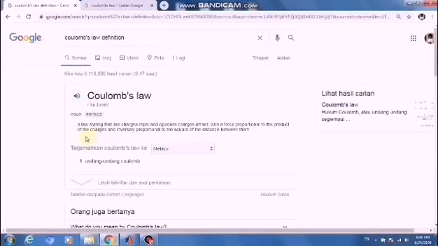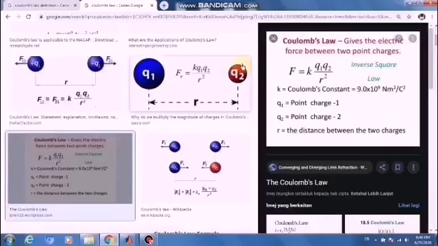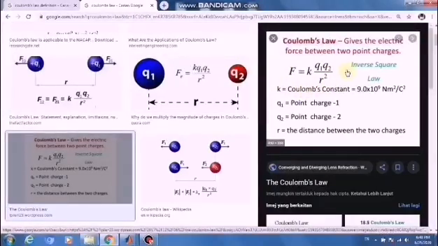By definition, Coulomb's law is a law stating that like charges repel and opposite charges attract, with a force proportional to the product of the charges and inversely proportional to the square of the distance between them. Which means basically this is the formula for Coulomb's law. K is Coulomb's constant, which has the value of 9 times 10 to the power of 9. Q1 is point charge 1, Q2 is point charge 2, and R is the distance between the two charges.